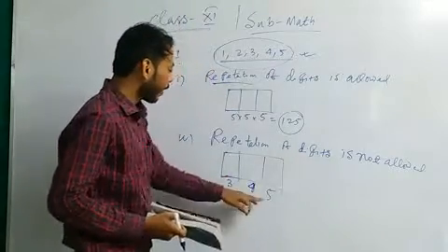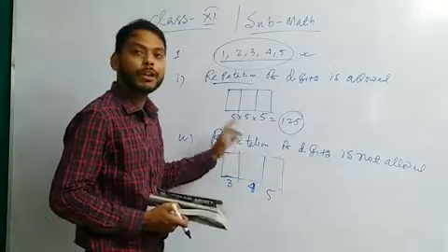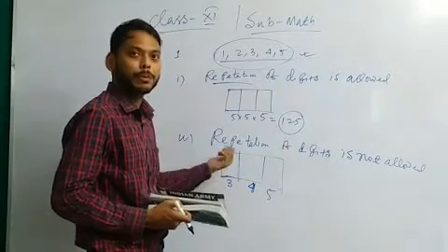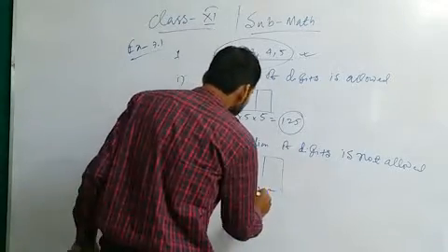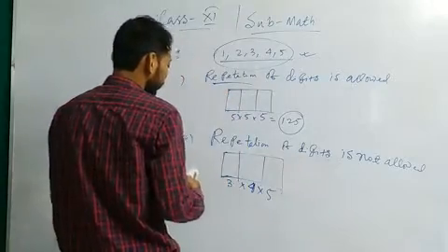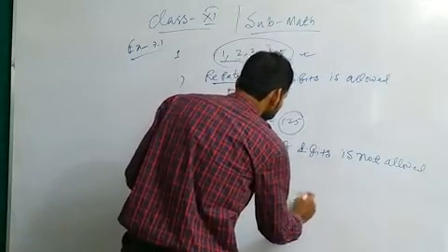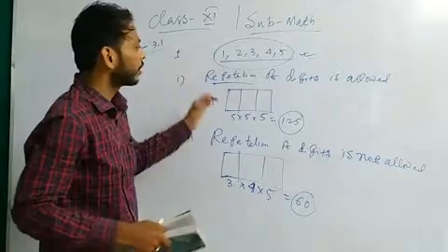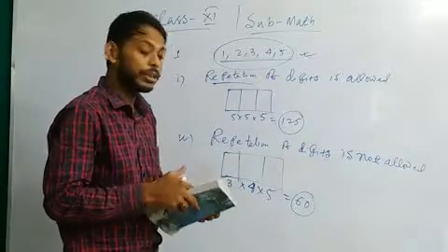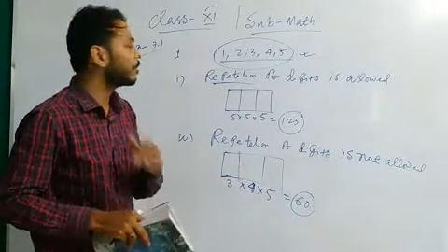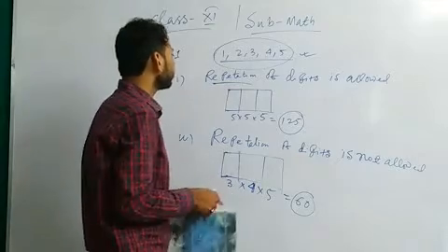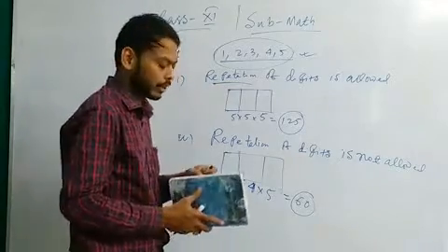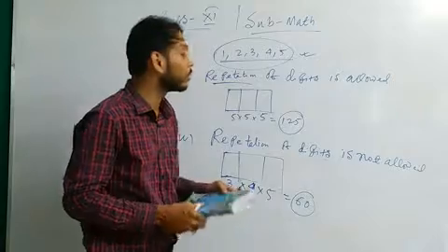That means the first place in 5 ways, the next one in 4 ways, and the next one in 3 ways. So 5 into 4 into 3, that means 60. So you can see the difference. This is actually the introductory chapter before starting permutation and combination, and this is a very important chapter. You know that permutation combination is very important.